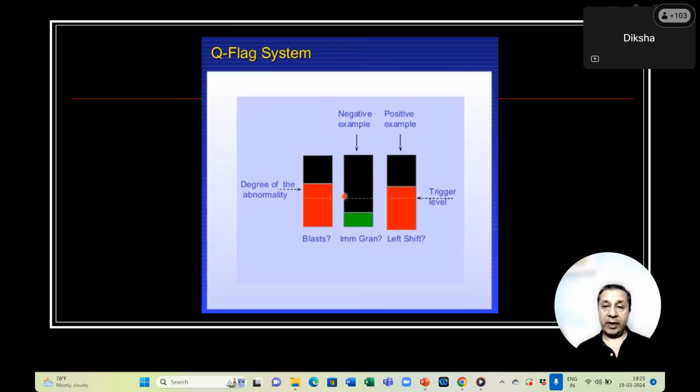And depending upon the trigger level, the degree of abnormality will be variable, as is seen in both of these cases. The variability in the first one is higher, the variability in the second one is lower, and therefore, depending upon the variability or the level of abnormality, you are classifying two distinct aspects as two different things. For example, the one on the left-hand side is identifying this more as blast, while the one you're seeing here is more of a left shift.